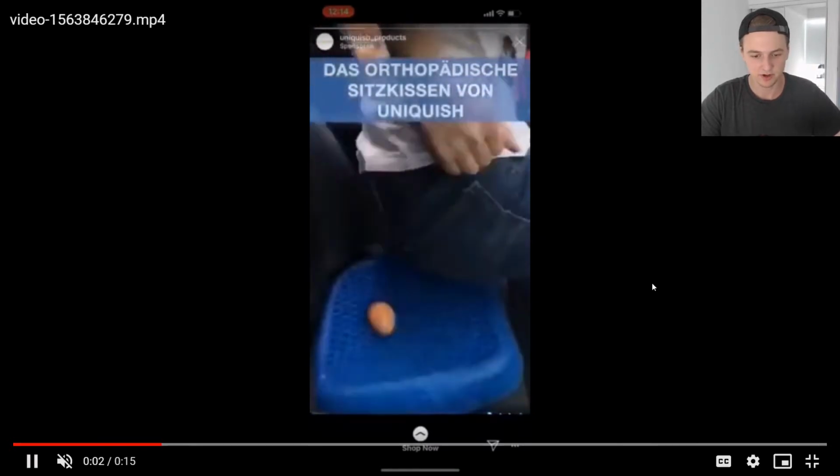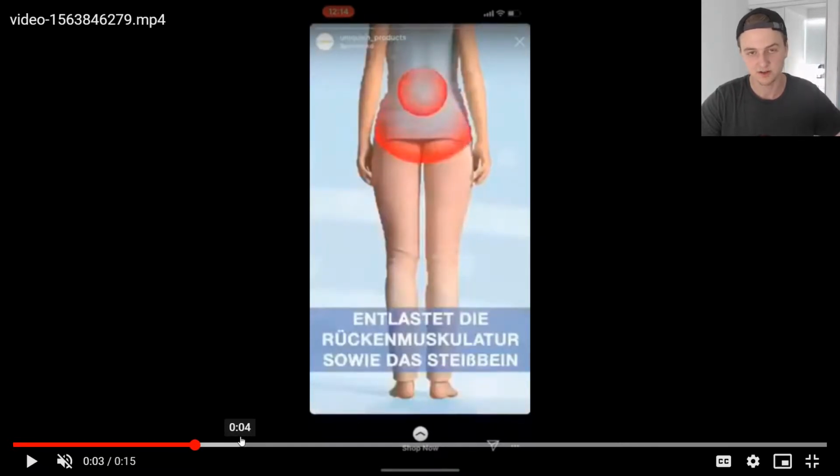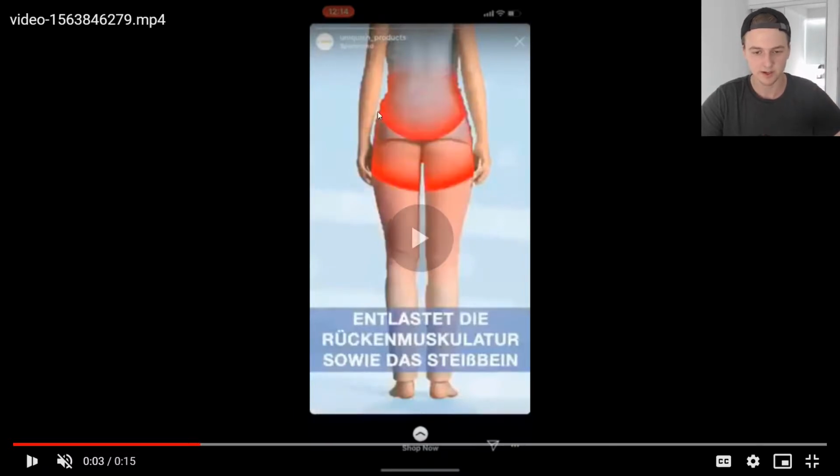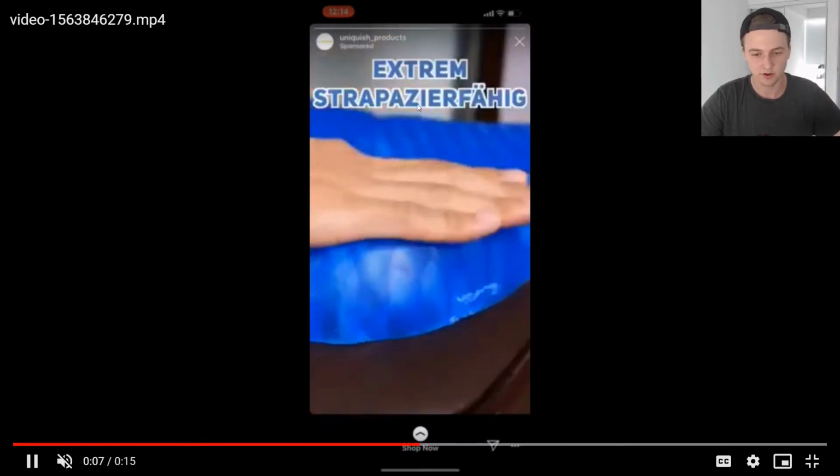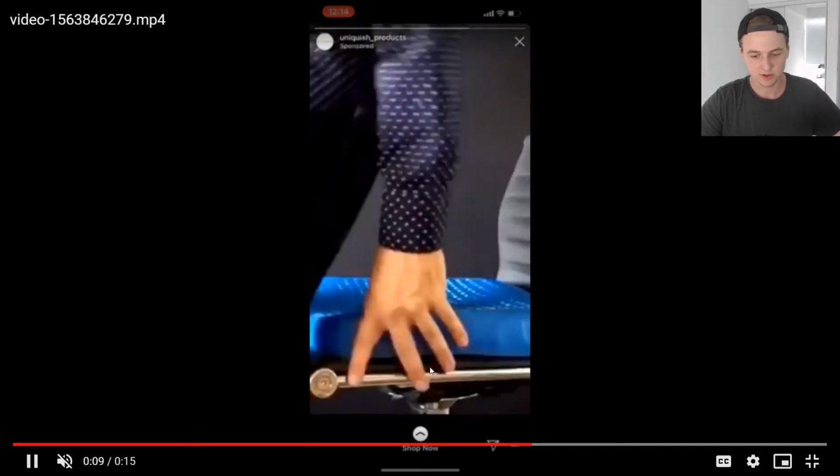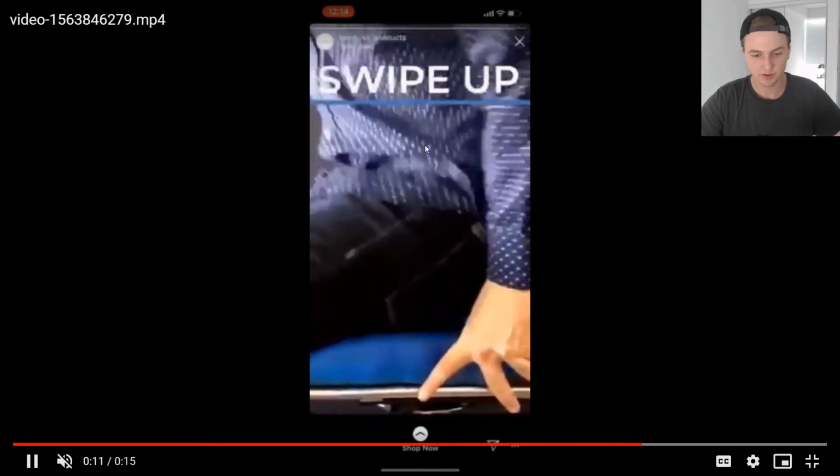It explains the product really quickly, right? It shows someone sitting on the egg without breaking it. Like I said, that's the most common angle for this product. Now it shows the zones of pressure. This kind of highlights the problem. It shows how flexible the cushion is. And then there's just a swipe up call to action, right?